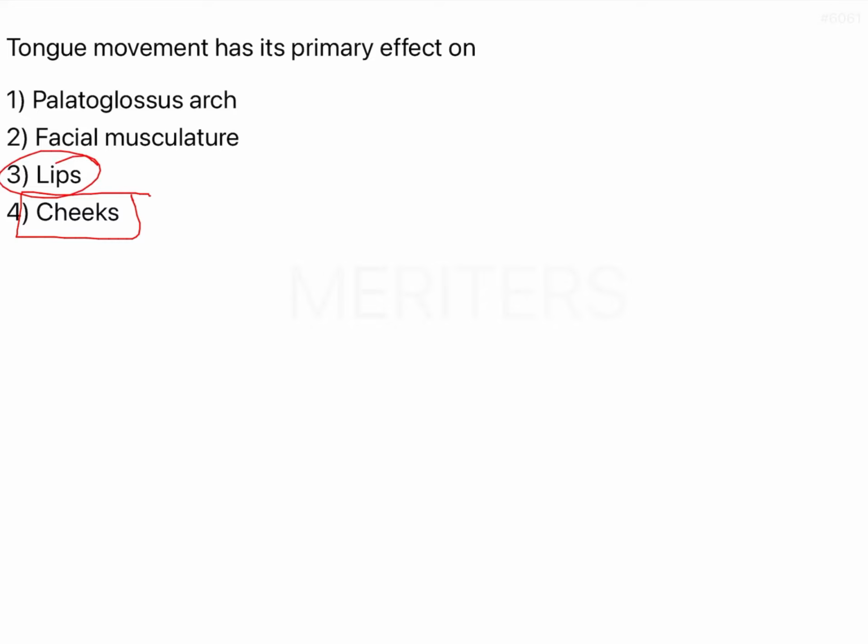Same way lips. Lips have their own muscles and they are also forming the interior covering of the buccal cavity, right? Same way, facial musculature will be outside the buccal cavity. It's not going to play a very important role. But this palatoglossal arch, okay, before I go into detail of this, one thing I should tell you about the palatoglossal muscle.